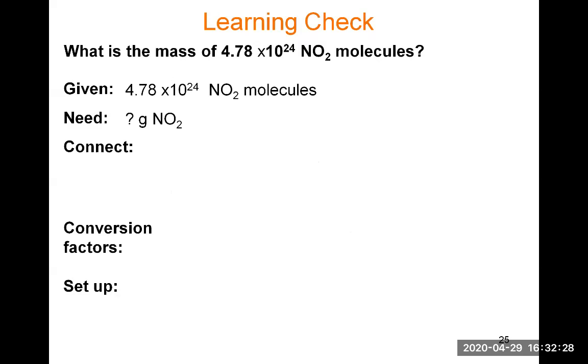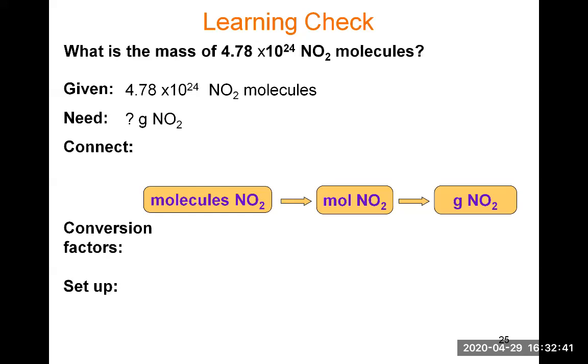Writing the roadmap, you will start with NO2 molecules, which are particles, and then you will end with grams. But there is no direct relationship between molecules and grams, so you will need to go through moles. So the roadmap looks like this: molecules of NO2, convert that to moles of NO2, and then convert again to grams of NO2. So we will need two conversion factors.